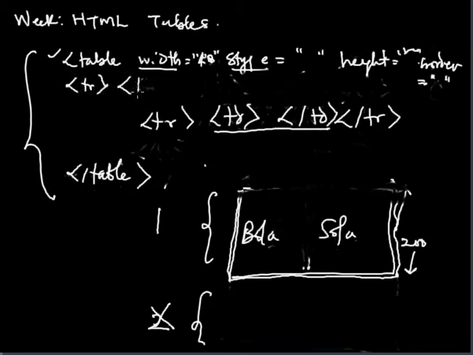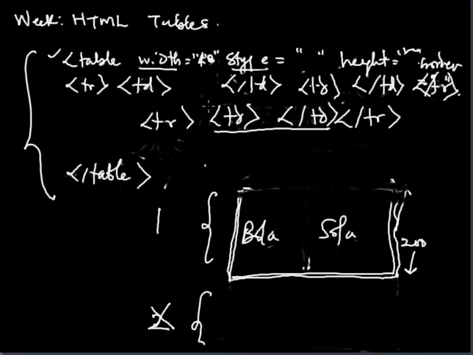TR, TD, TD close, TD again, TD close, then TR close. Okay, now we have like 2 table data inside it, but the one below it, because it's within the same table, has only one table data. The HTML is not going to be well formed.